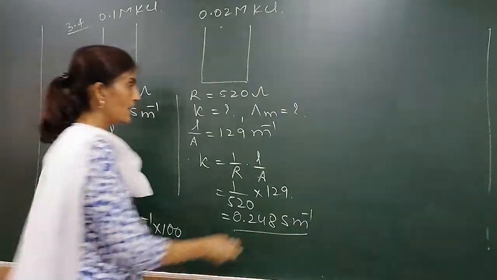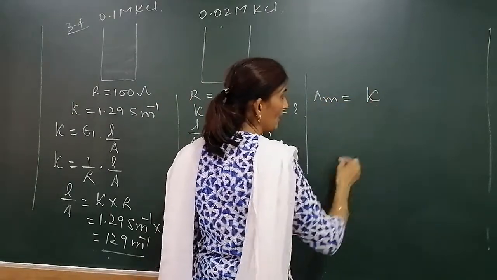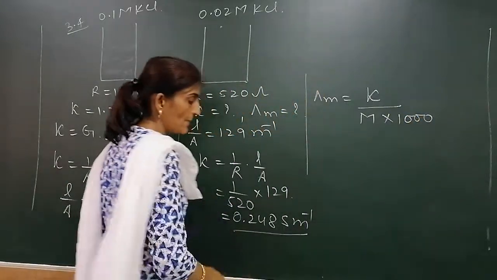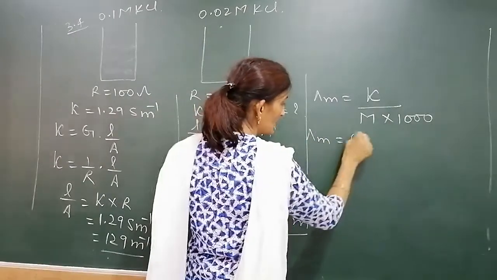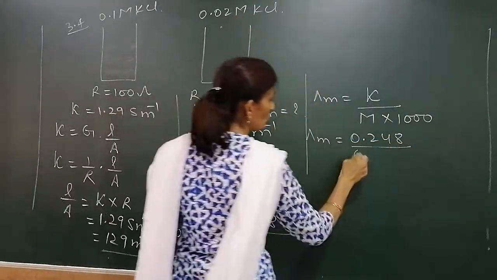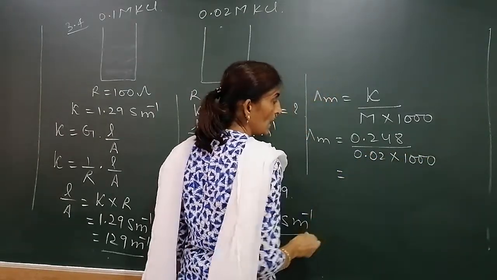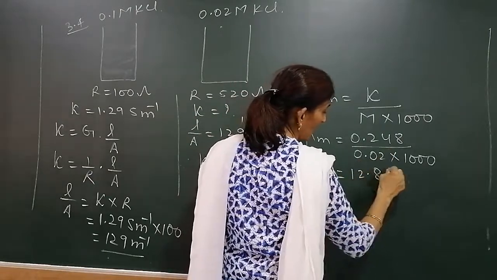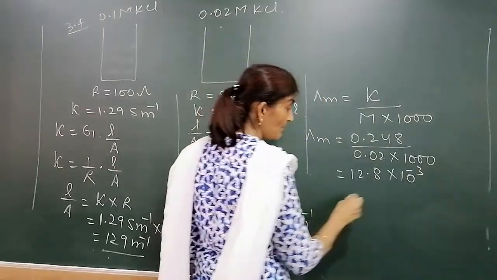How to find molar conductivity lambda m? Lambda m is, we know, K upon molarity into 1000. Why did I multiply by 1000 below? Because it is in Siemens meter inverse, that's why. So the lambda m value will be 0.248 divided by, what's the molarity? 0.02 into 1000. So the answer will be 12.8 into 10 to the power minus 3.